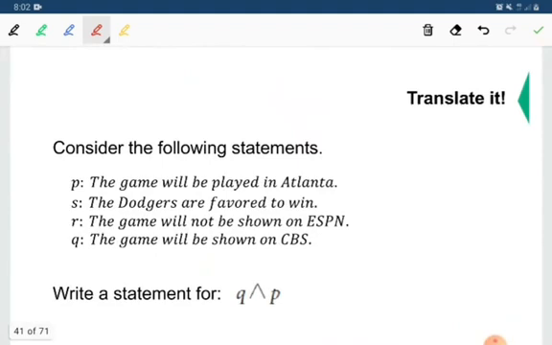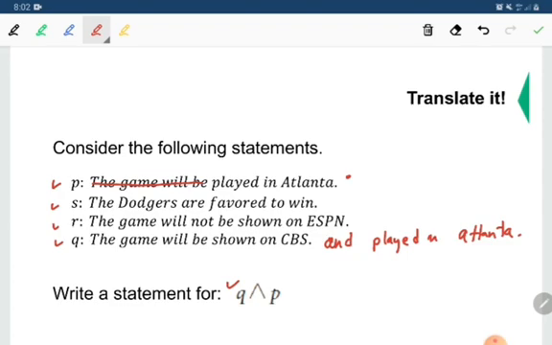This one now. You're given 4 statements, and then you're given a symbolic statement. You will transform the symbolic statement into words. So you have Q and P. Q and P. So the game will be shown on CBS and played in Atlanta. Okay, you will no longer repeat this one. The game will be shown on CBS and played in Atlanta.